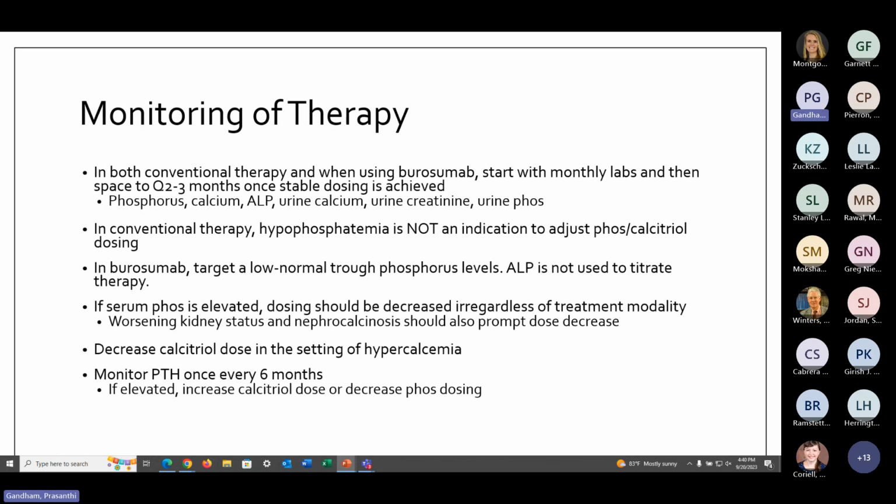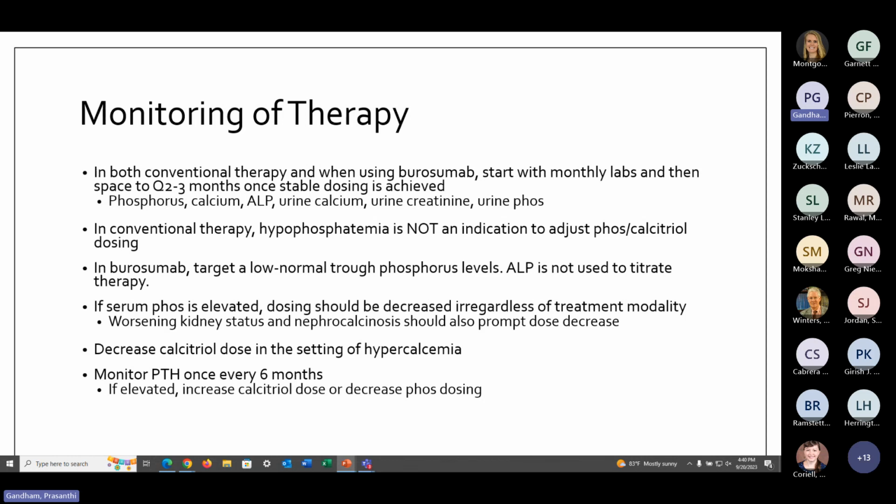In both cases, whether you're on conventional therapy or burosumab, if the serum phos is elevated, then the dosing should be decreased. And then, of course, worsening kidney status or the presence of nephrocalcinosis or nephrolithiasis should also prompt a dose decrease. If there's hypercalcemia present in a patient on conventional therapy, then you would decrease the dose of calcitriol.